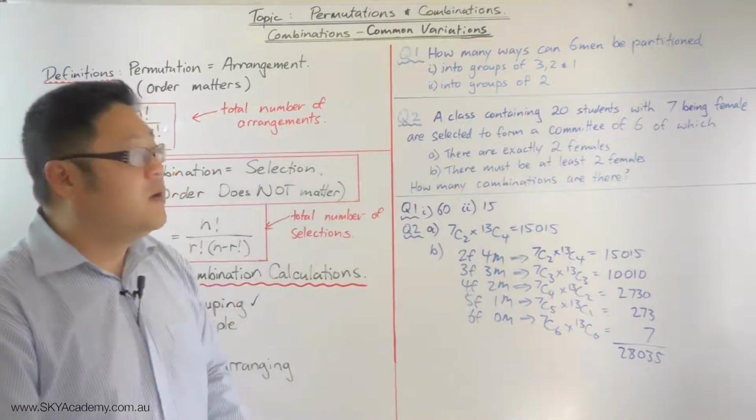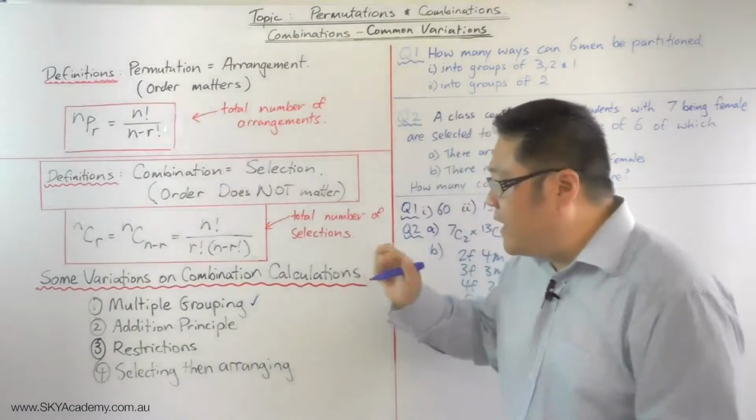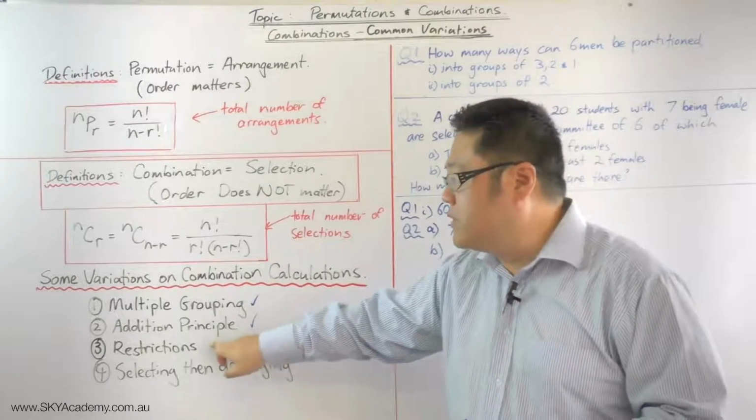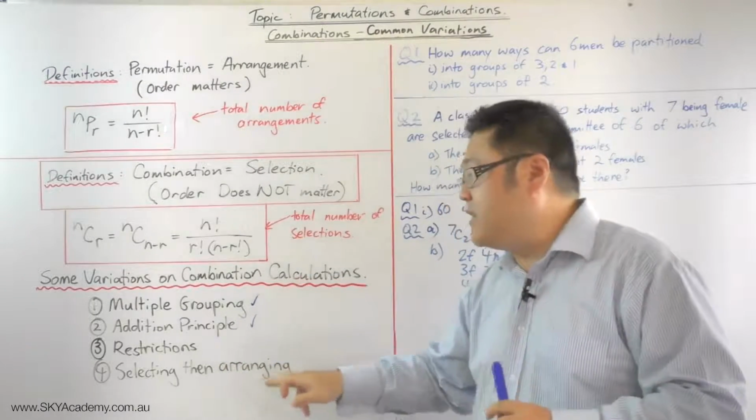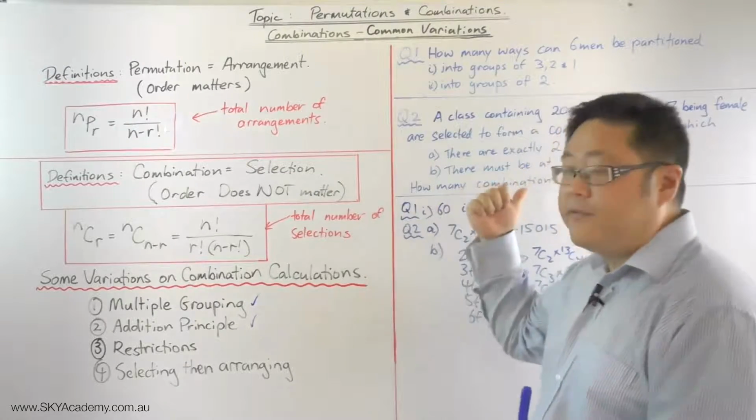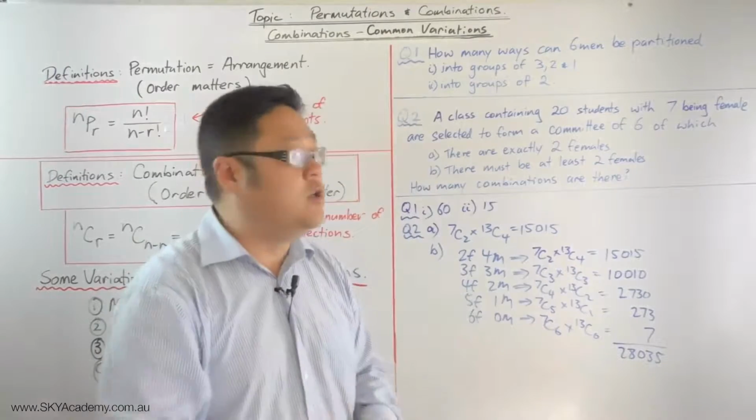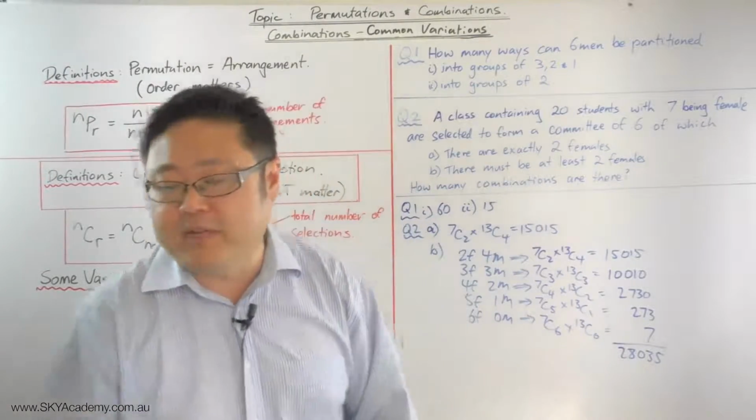Okay, good. So we've done the addition principle now. I've got 2 more questions that I want to go through with you. Restrictions and then selecting, then arranging. I'm going to rub off this side of the board, come back to you with some brand new questions, and we'll continue once that's done. Thank you very much for watching.